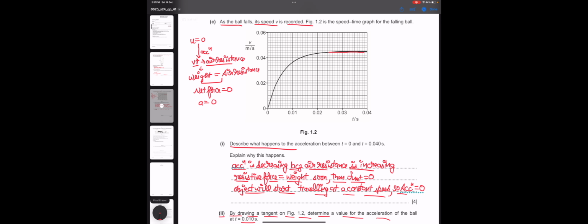Alright, now the second part: by drawing a tangent on figure 1.2, determine a value for the acceleration at t equals 0.01. So they are specifically asking you what is the acceleration at t equals 0.01, and 0.01 should be this point on the graph, right? So what you need to do here is you just need to draw a proper tangent. I'll give you a rough idea. So let's say something like this. No, this is a bit off.